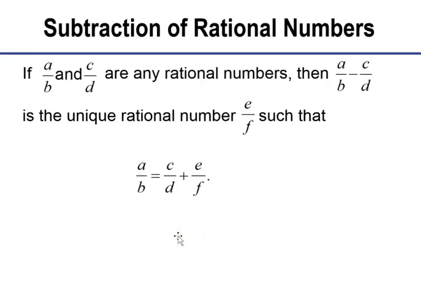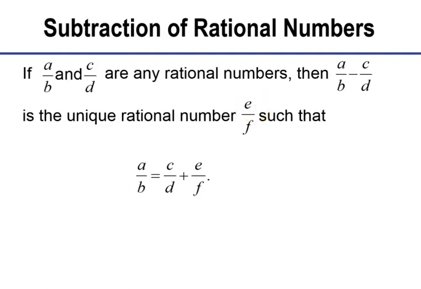Let's talk about subtraction of rational numbers. If A over B and C over D are any rational numbers, then A over B minus C over D is the unique rational number E over F. So E over F, picture that as your answer.